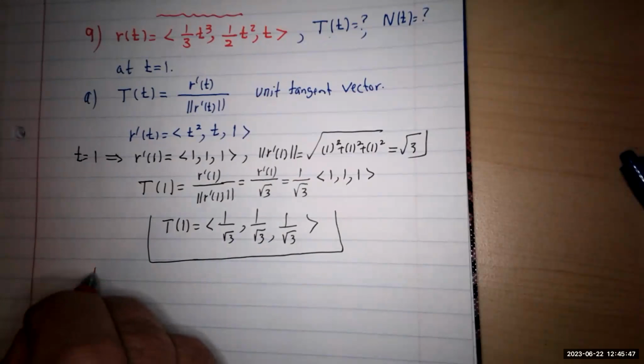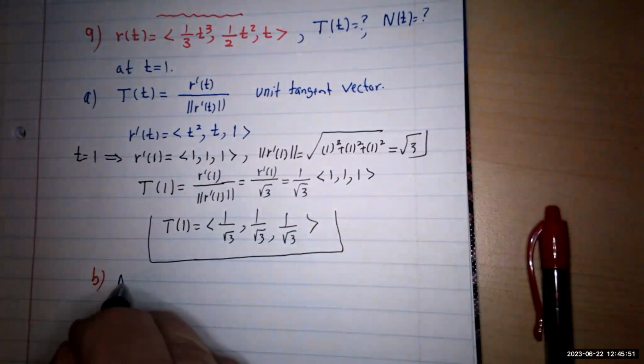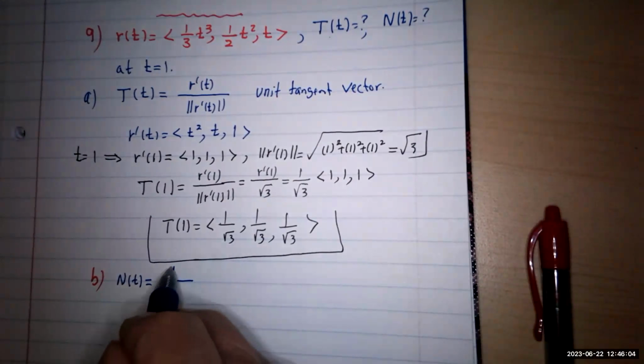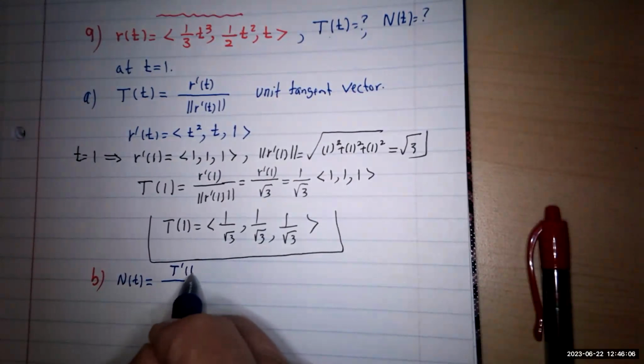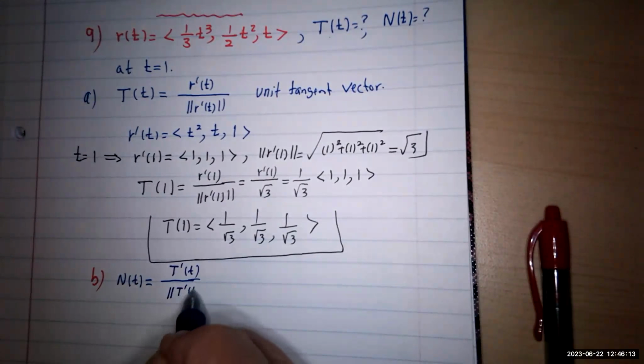Okay, so we go with part B, and we are interested in N of t, remember, the unit normal vector. The normal is T prime. Remember, T prime is perpendicular to T of t. So the normal is T prime of t, but you have to normalize it. To normalize it, you have to divide it by the norm of T prime of t. So make sure you have the correct formula.